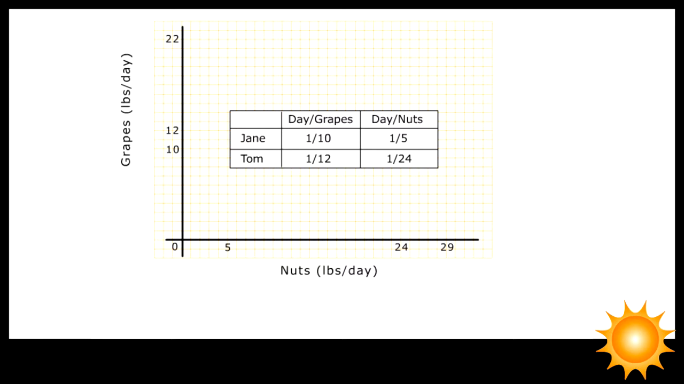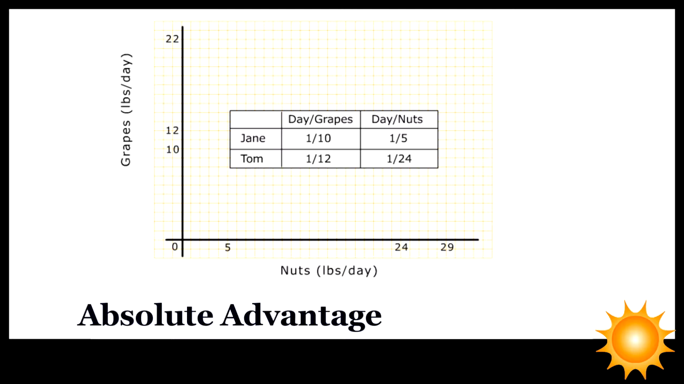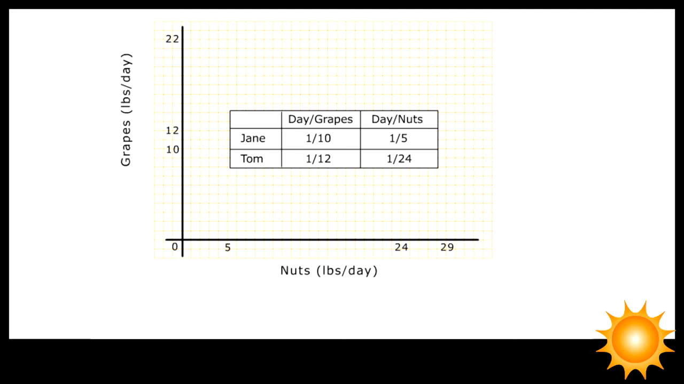Suppose we have a simple economy with two self-sufficient producers, Jane and Tom, producing only grapes and nuts. Here is a table showing how much time each producer takes to produce 1 unit of grapes or nuts. It shows that Tom takes less time to produce both goods than Jane. We can say Tom has an absolute advantage in producing both goods. It seems that Tom would not benefit from pooling resources with Jane.